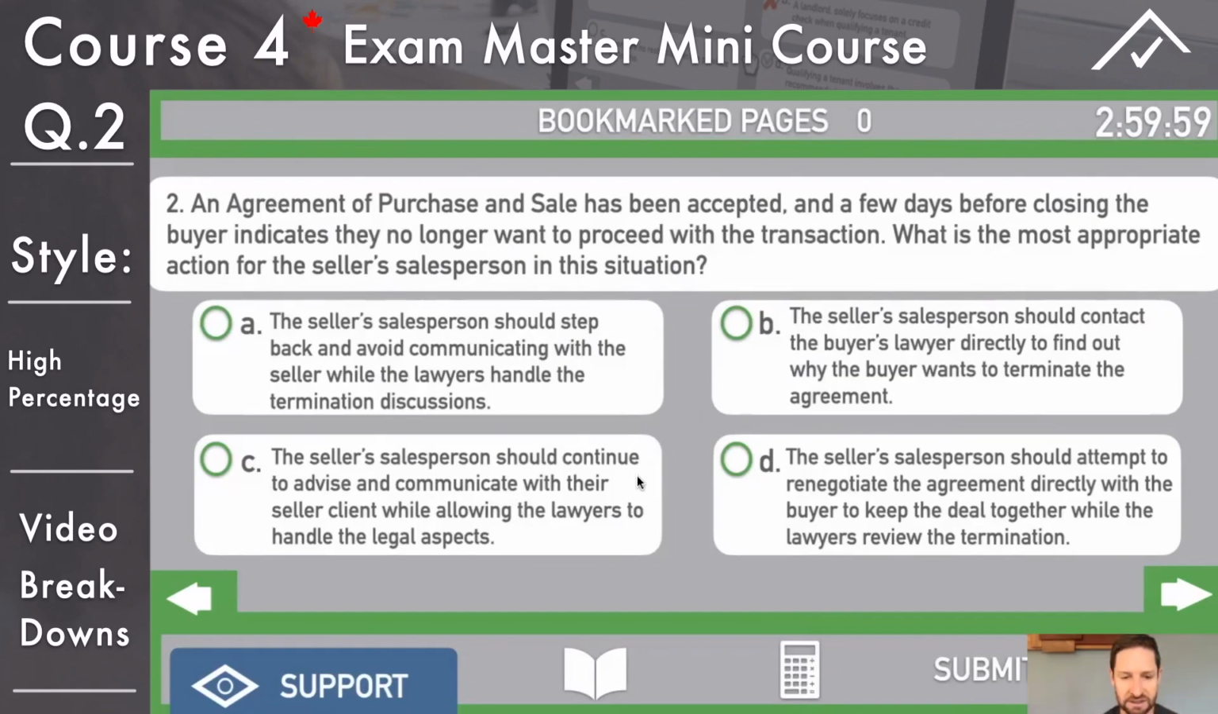On to C, the seller's salesperson should continue to advise and communicate with their seller client while allowing the lawyers to handle the legal aspects. I really like this one. Let's leave it hovered over.